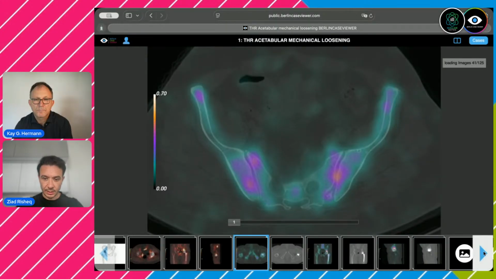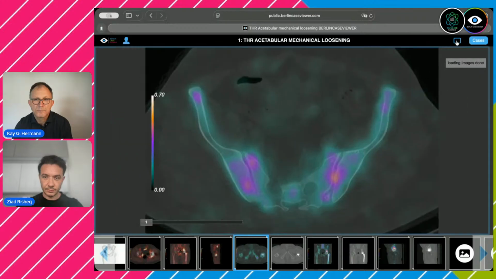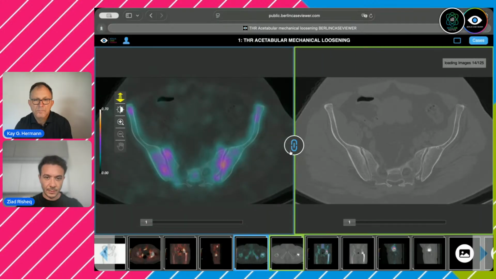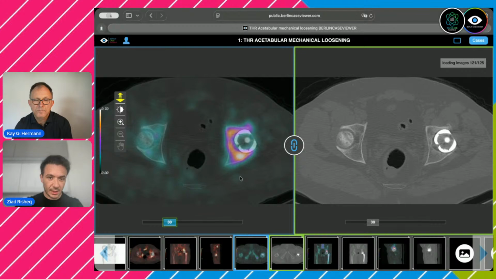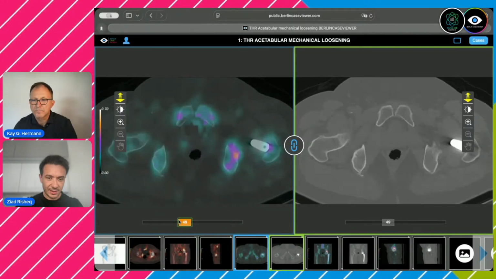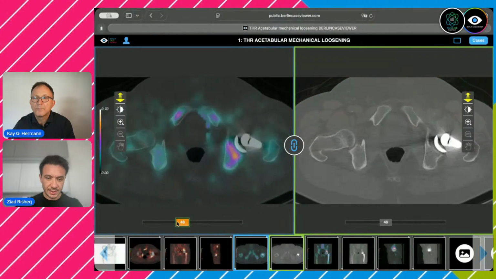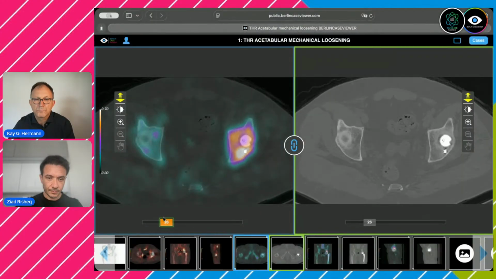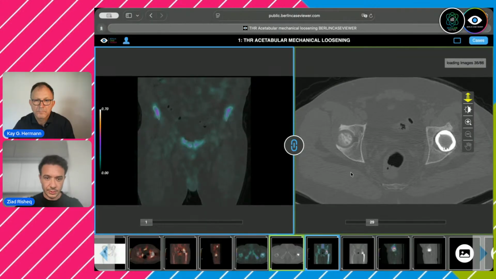Now let's take a look at the delayed images. If you link the CT and the fused images together, you can see there is abnormal uptake over the acetabular region. And if we go down, we don't see that same intensity of uptake around the femoral stem. Let's take a look at the coronal images.